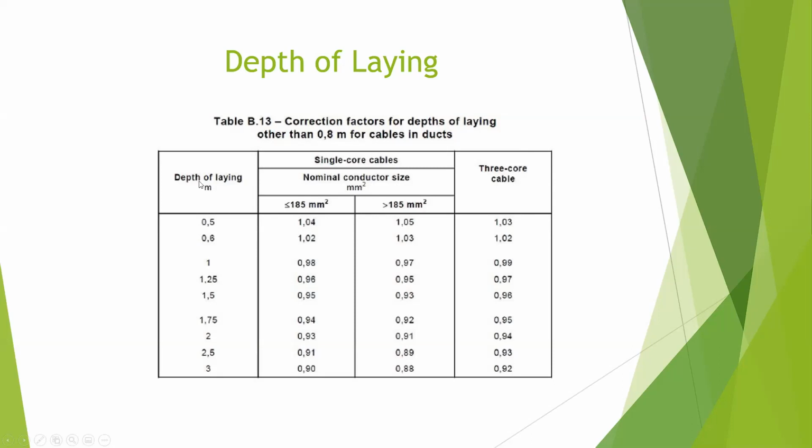And if the depth of laying is lower than 0.8, our rating factors are higher. That means if the depth of laying is less, we can have a higher current rating. And if the depth of laying is higher than 0.8 meters, our cable ratings will decrease. So lower current ratings at higher ground depth.